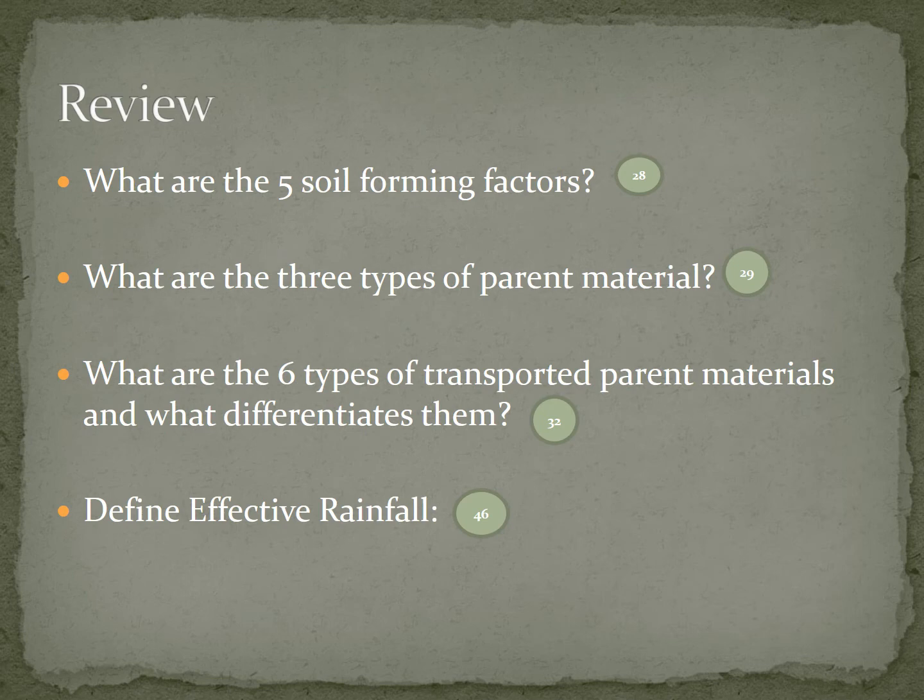So in review, I want you to know what are the 5 soil forming factors. Remember CLORPT: climate, organisms, relief, parent material, and time. What are the 3 types of parent material? Residual, cumulative, and transported. Now remember, transported has 6 types of parent materials and what differentiates them. And finally, I want you to be able to define effective rainfall.